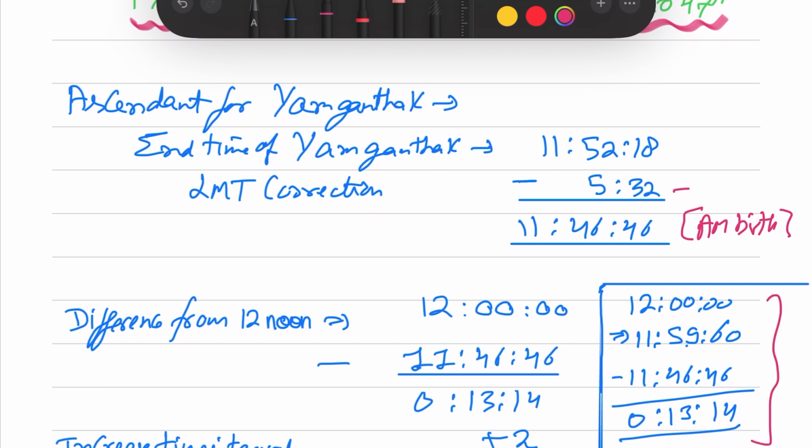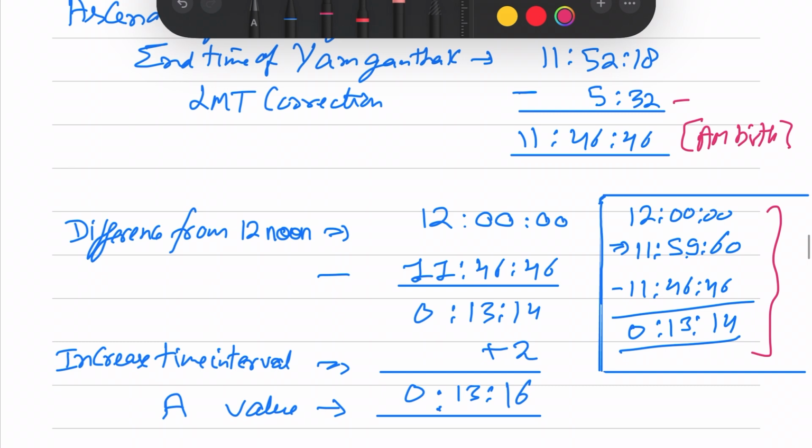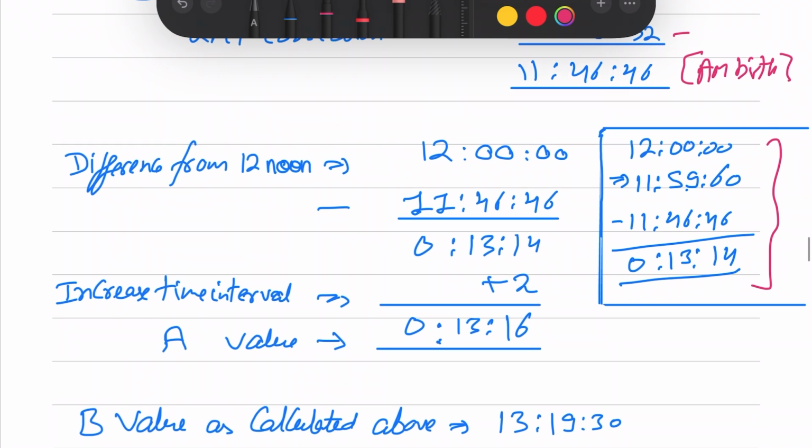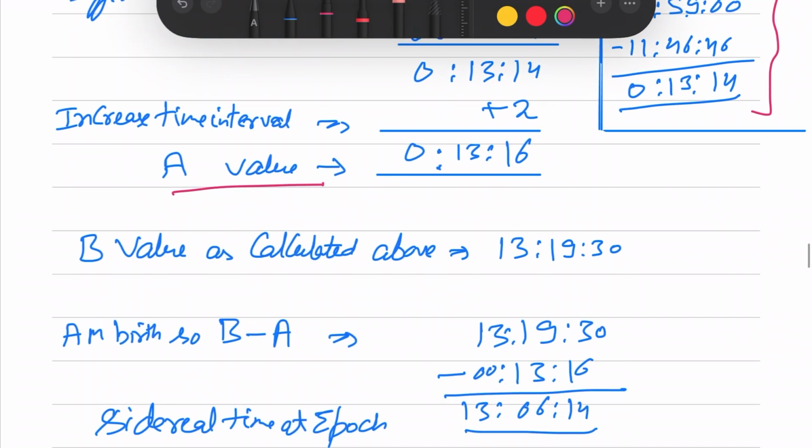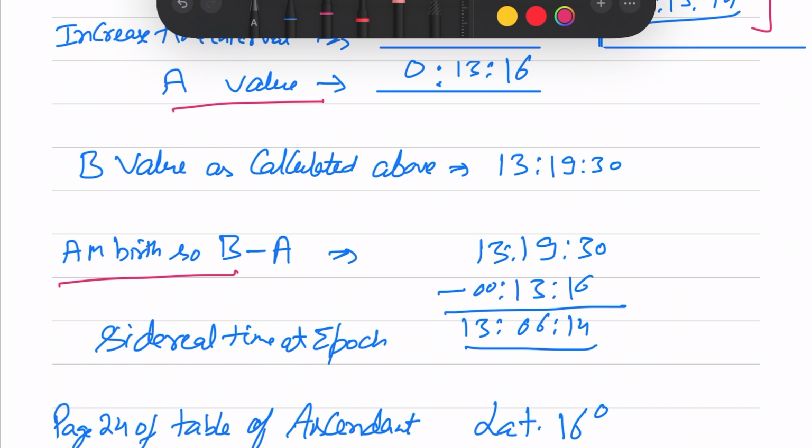Here I have shown you the calculation, how we subtract when we have 0 on the right hand side and the lower value is having some number. The increased time interval for 13 minutes 14 seconds is 2 seconds. So we add it. We get 13 minutes and 16 seconds as the A value. The B value we just calculated above remains 13, 19, 30. Since it is an AM birth, we do B minus A. So we get 13, 06, 14.